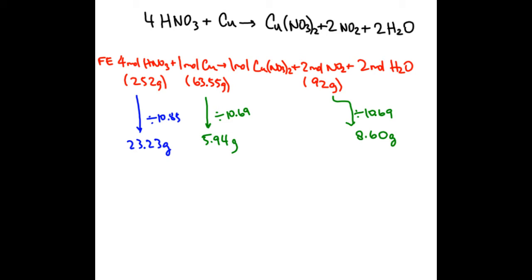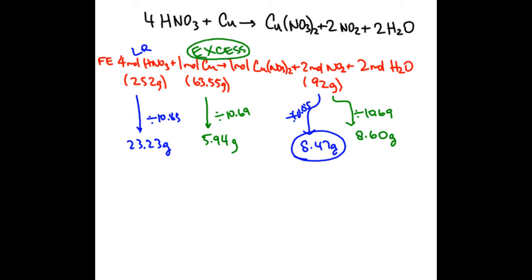And if we were to use the one that we got for HNO3, it would be 10.85 dividing by, and you would get 8.47 grams. So because this is the lesser of the two, this is the limiting reactant, and the Cu would be the one in excess because it is the reactant that does not get taken completely.